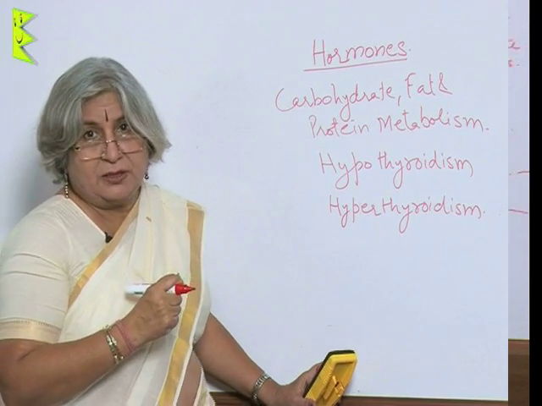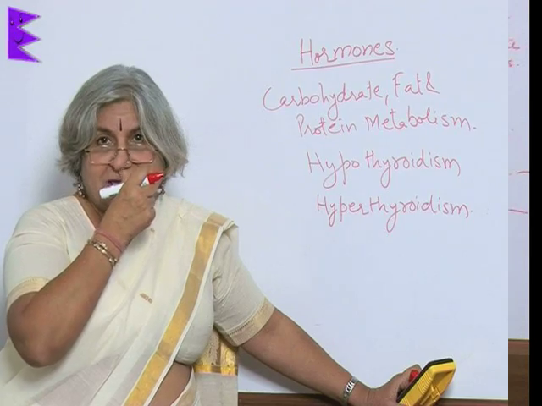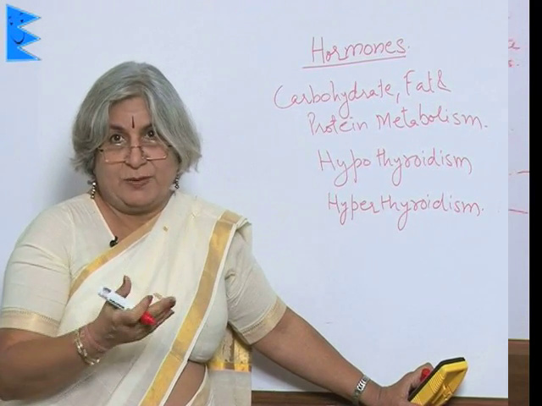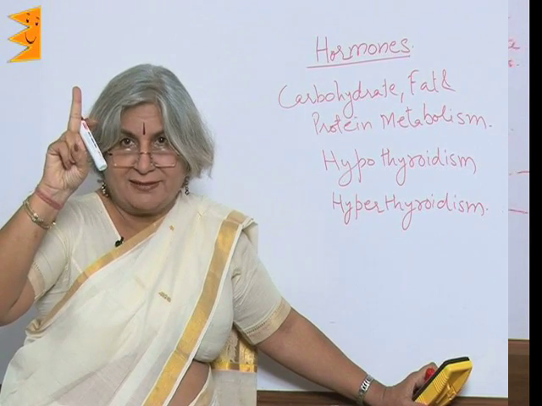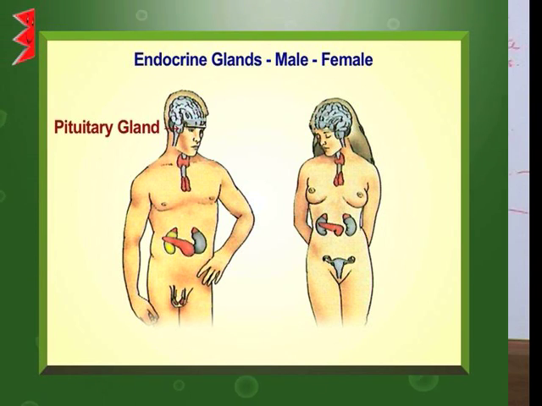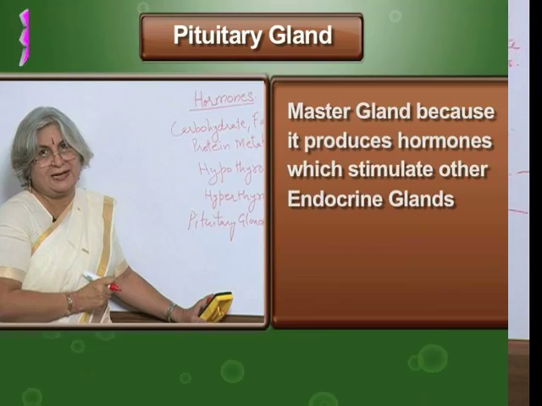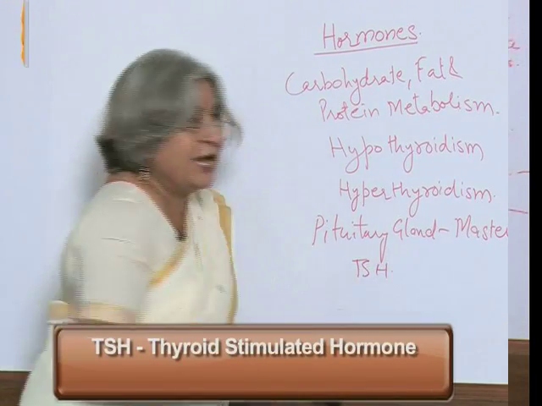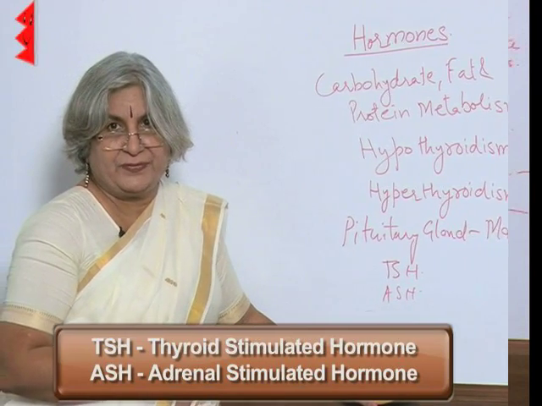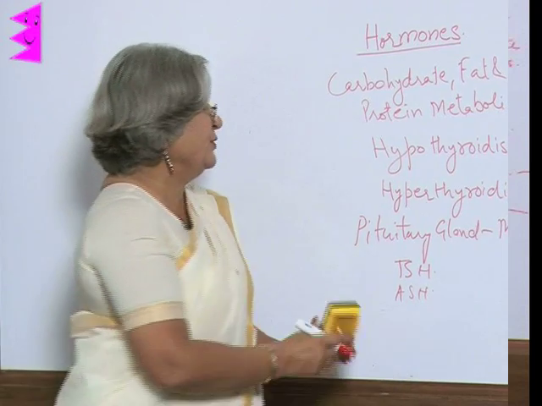Now, I have given you two examples, but who stimulates these organs or these glands, like say thyroid, and another one we studied, adrenal? There has to be something else which triggers them to work. They of course trigger in turn some other aspects, but who triggers them? There is a master gland, and that is the pituitary gland. Why is it called the master gland? Because it produces hormones that stimulate other endocrine glands like TSH, thyroid stimulating hormone, ASH, adrenal stimulating hormone. The pituitary gland is found at the base of the brain. Not only this, pituitary gland also produces growth hormones.